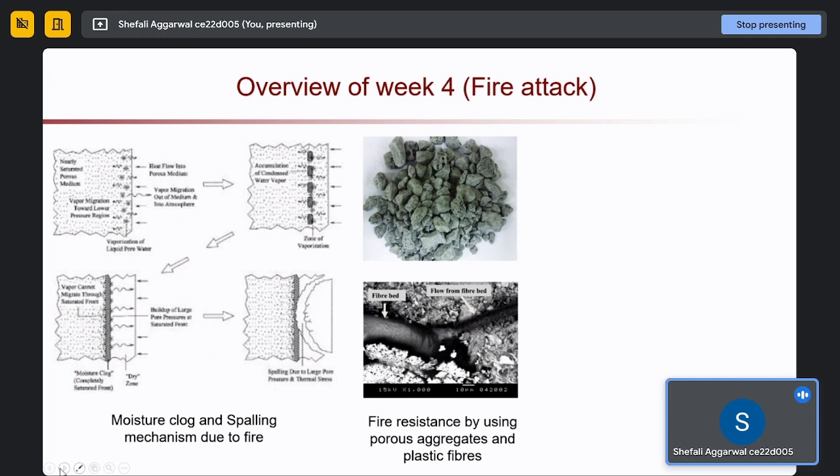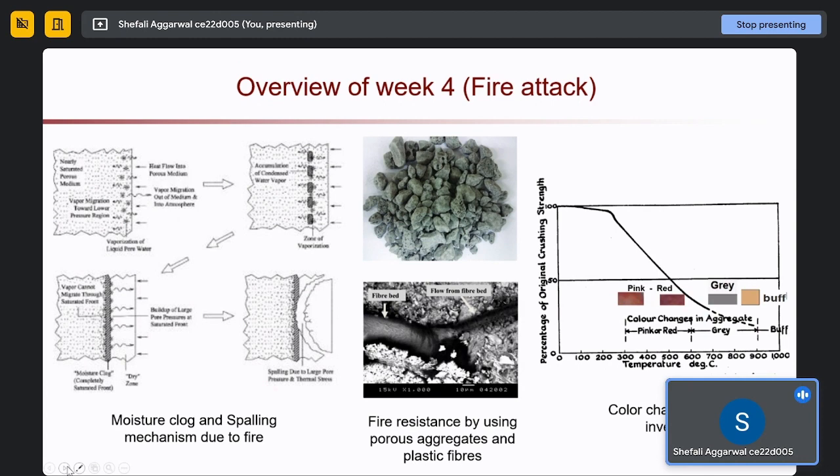Next is how we can prevent this fire attack. We can use some porous aggregates so that they prevent this moisture from forming the clogging. All the moisture will be stored inside these aggregates. Secondly, we can use some plastic fibers. Whenever there is a fire attack, these fibers will melt themselves and create pores inside the concrete. These pores will help to store the water from inside the concrete and prevent it from causing clogging of the concrete.